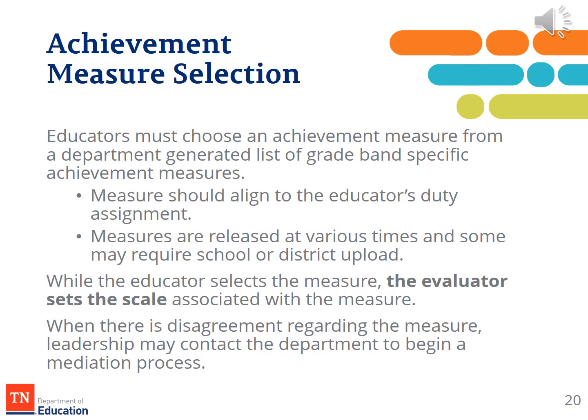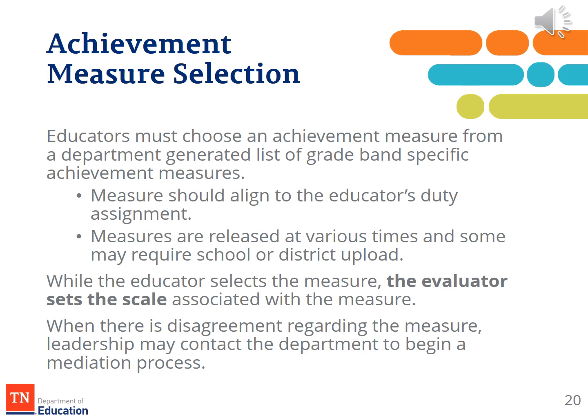The State Board of Education has approved a list of achievement measures available to educators by grade band, and the department produces a list of these measures based on the test to be given for the school year. Achievement measures must be scaled at the local level unless the educator chooses a measure based on that year's TVOS testing. Most achievement measures are entered locally.